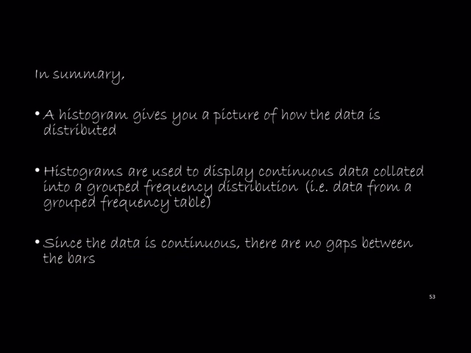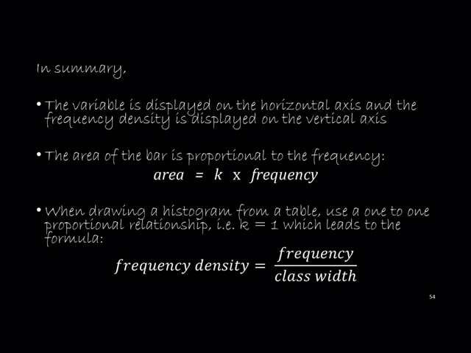So in summary, a histogram gives you a picture of how the data is distributed. Histograms are used to display continuous data collated into a grouped frequency distribution. That's data from a grouped frequency table. Since the data is continuous, there are no gaps between the bars. The variable is displayed on the horizontal axis and the frequency density is displayed on the vertical axis.